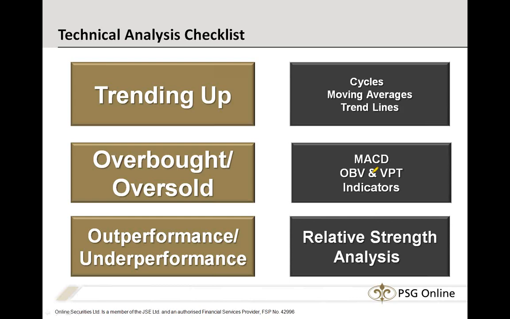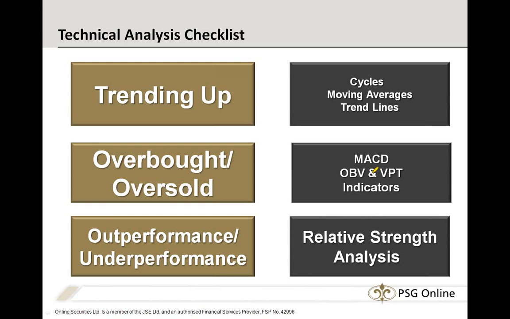So how do I know it's trending up? I use things called cycle analysis, moving averages, trend lines. Those are very basic tools to help me determine what's a trend. When we talk about overbought and oversold, we use various technical indicators, be it RSI, stochastics. I like to use MACD. That helps me look at the price action.